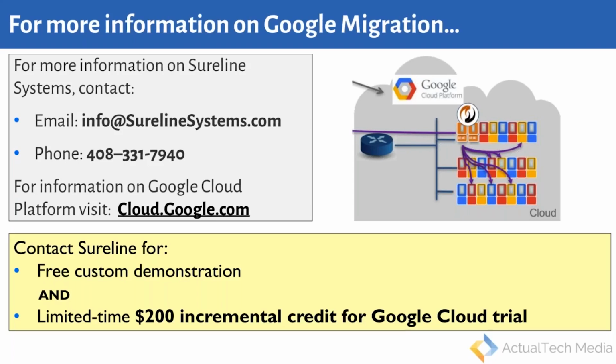Very nice. So people can contact Shoreline, get a custom demonstration of the SureEdge technology, and then also get additional Google credit so that they can try out Google Cloud or Google Compute Engine really at no cost, at least to get it started. So very cool stuff, Jack.